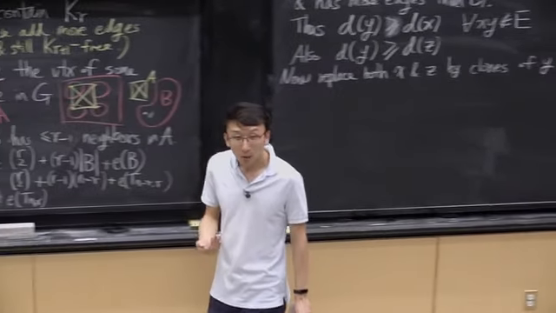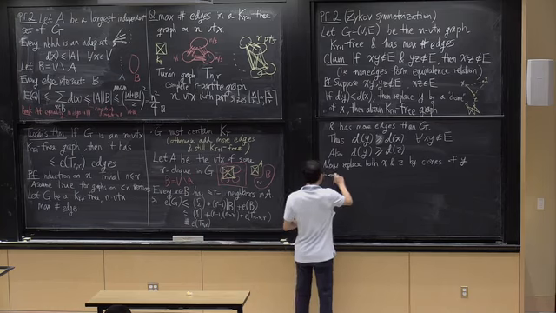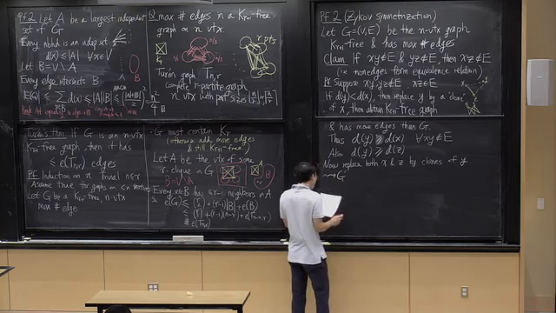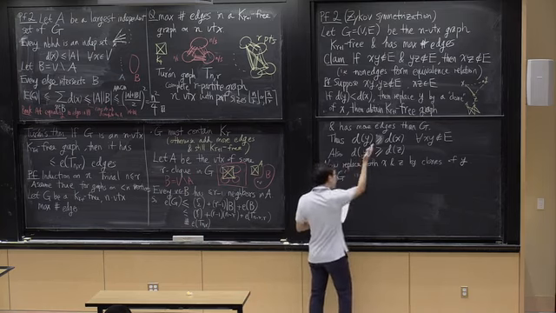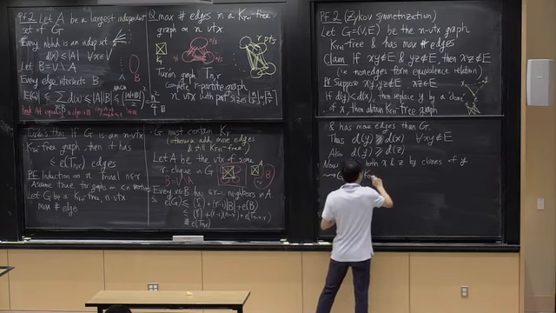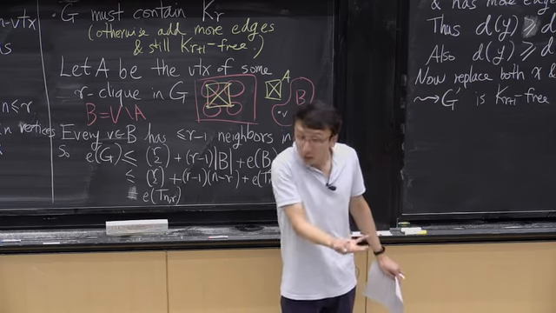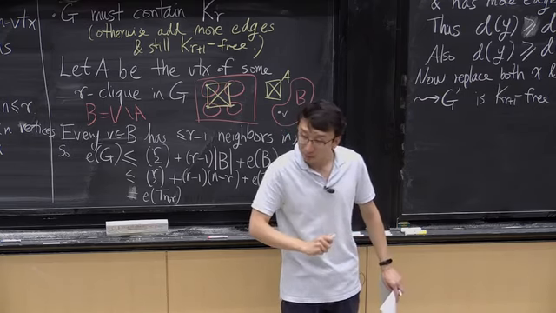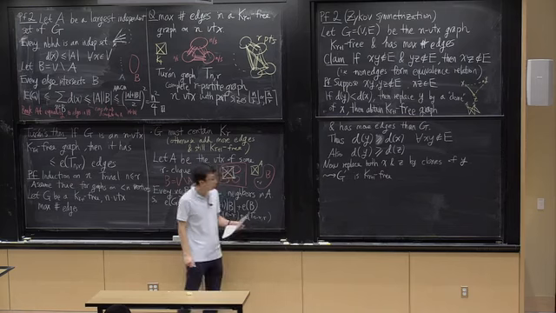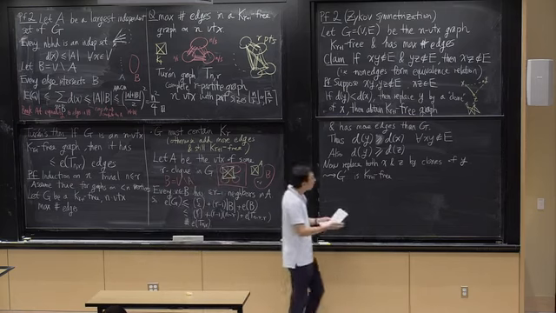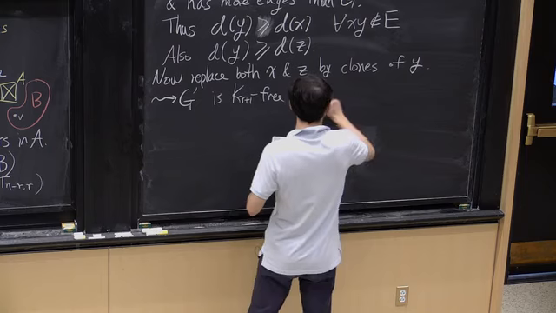As before, we obtain some graph that we'll call G prime. And G prime, for the same reason as before, is K_{r+1}-free. If we had a K_{r+1}, then the same clique should have shown up in G. So G prime does not have (r+1)-cliques either. But what about the number of edges in G prime?